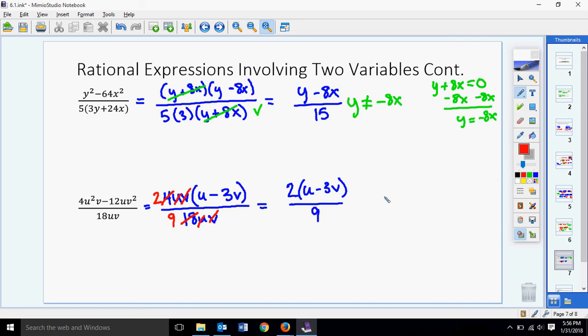Let's check our domain restrictions. So again, let's check our factored denominator. When 18uv equals 0, if I divide by 18, uv equals 0. So either u equals 0 or v equals 0. That's our domain restriction. We cannot have v equals 0 or u equals 0 because they will turn our denominator to 0, which is no good.